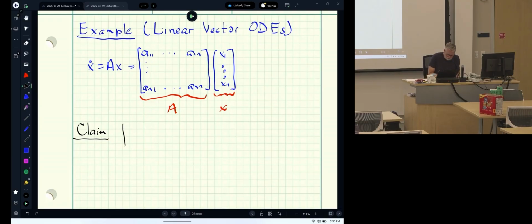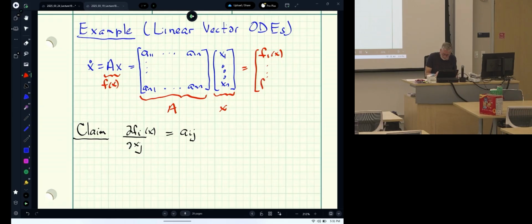Okay. Claim. I don't need absolute values here. Claim: the partial derivative of f_i of x with respect to x_j is equal to a_ij. It's the a_ij entry of the matrix. So the right-hand side of the differential equation, that's f of x. And so this would be f_1 of x to f_n of x, right? So x dot equals Ax. Very compact, our vector matrix notation.